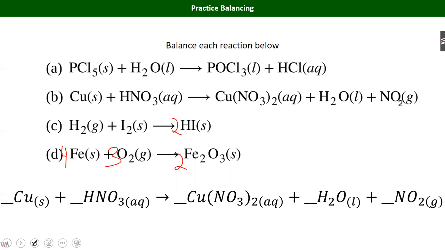Right, so it makes some sense to leave the pure substances alone to the very end and just make them whatever they need to be. That's kind of what we did with the oxygen on the first one, right? We did the carbons and the hydrogens first, and then we said, okay, now we can change oxygens without messing with anything else.